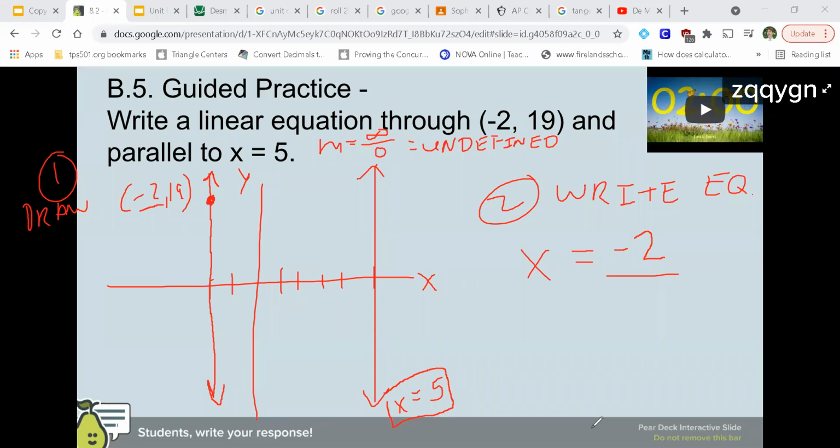So long and short, if they give you a problem where they ask you to write a parallel line to a vertical line, you just write x equals whatever number you have to go through. Mathematically, what you do is super easy. You just copy the format of what they give you and replace it with the number they tell you to use, right? So instead of it being x equals 5, it's now x equals -2.